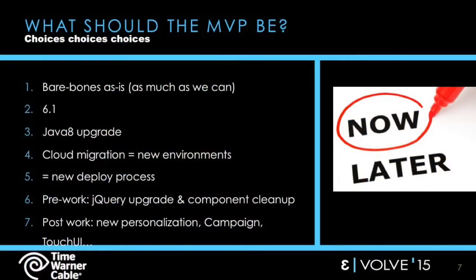As I mentioned, post-work-wise, after we get on 6.1, we want to do new personalization stuff. We want to implement some of the new campaign capabilities. We want to look at some infrastructure changes that give us the opportunity to do some new, more robust things with clustering in the author space. And then Touch UI, I think that'll be its own project because I think we'll get to refactor quite a few of the components. If you've taken a look, you know what I'm talking about.